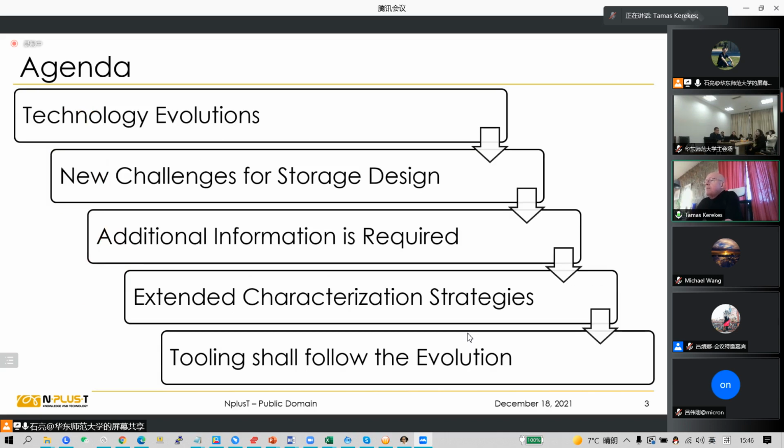So my topic is the challenges coming from ONFI5 and the NAND technology evolution. What are the challenges related to storage design? What additional information related to standard characterization is required? What are the best characterization strategies, and what are the ideal tooling for doing this characterization? That is what I will speak about.